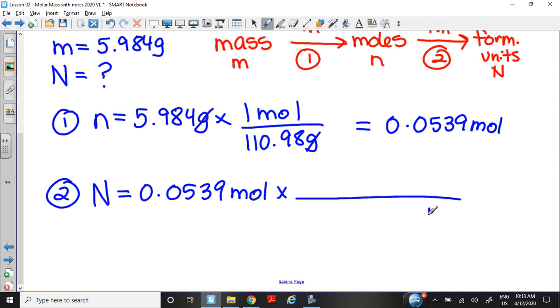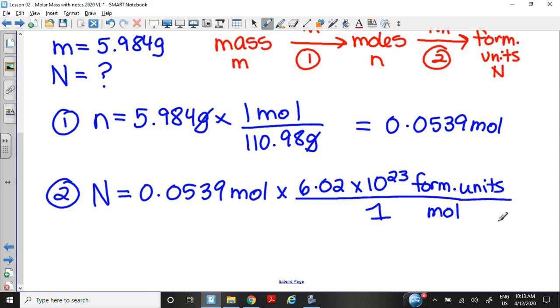Moles we want to cancel on the bottom. You know that's 1 mole. And Avogadro's number, 6.02 times 10 to the 23. And our units for particles here are formula units. Now we're ready to get our answer. So in your calculator, multiply your moles by your formula units, and you should get 3.24596. There's a bunch of digits there. We've got a few extra down for reference, times 10 to the 22 formula units.